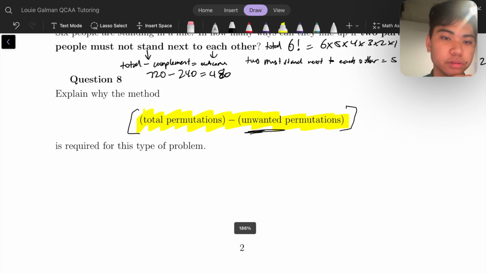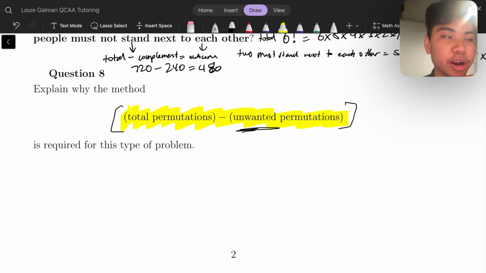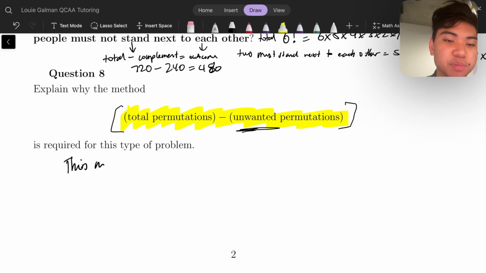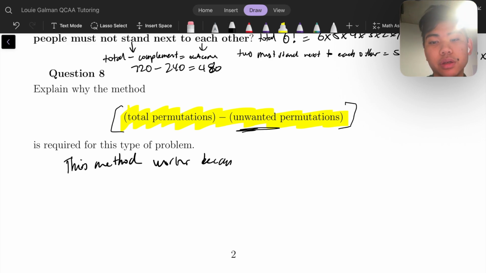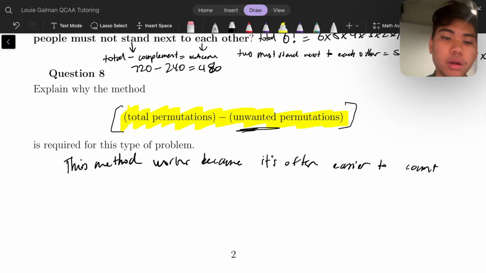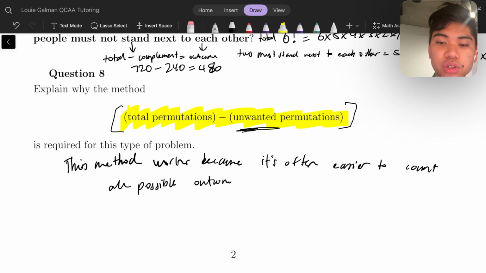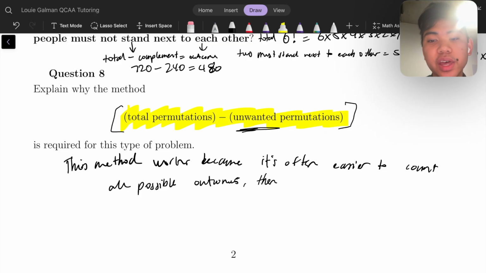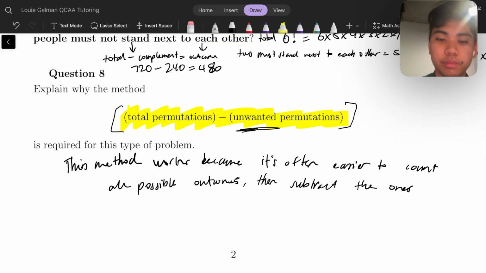So in terms of explaining why this is required for this type of problem, I would say that this method works because it's often easier to count all possible outcomes, okay, because that's easy. We can just do a factorial of a basic number for that, typically, and then subtract the ones you don't want.